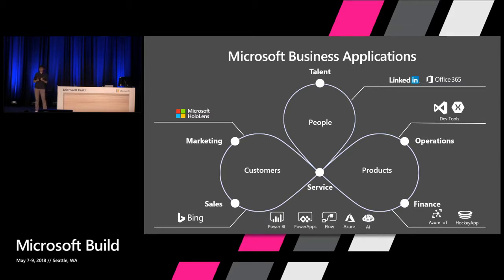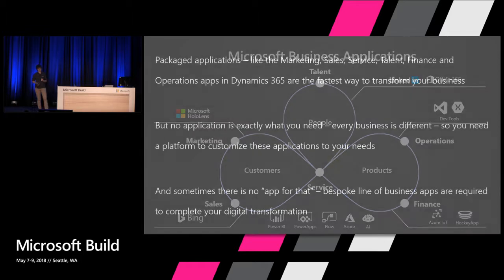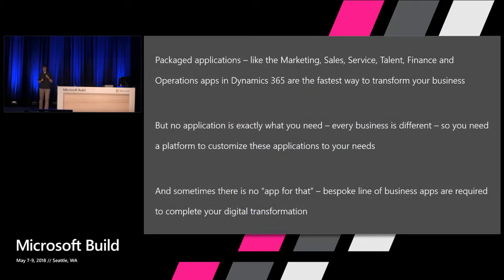All these applications build on top of a few key platform elements. So when we talk about the business application platform, I'm talking about the Power BI, Power Apps, and Flow. And together with Azure, they offer a platform for all of the business applications that Microsoft delivers. When you're thinking about digital transformation inside your organization, often the fastest and easiest way to get started is by purchasing an off-the-shelf finished application. Our Dynamics 365 applications like marketing, sales, service, talent, they are this.